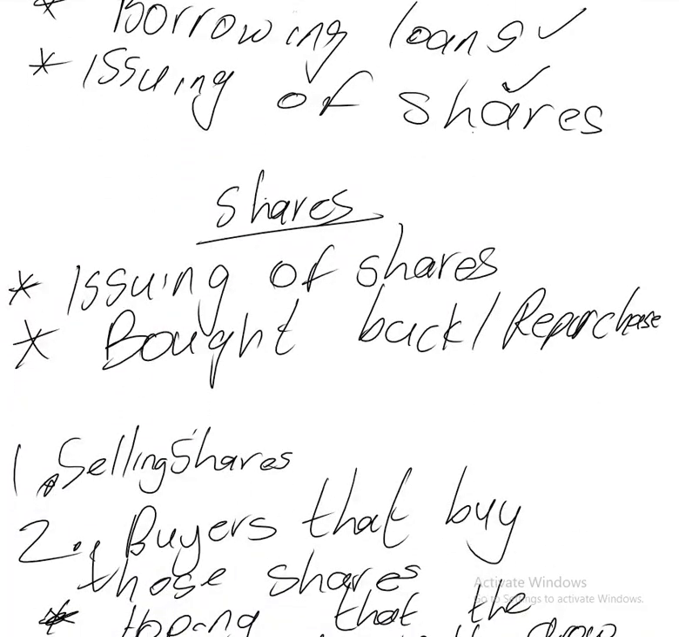Now, shares have two transactions in them. Number one, the company can issue shares. Issuing shares just says the company is selling the shares. The company sells shares when they want to raise capital. Number two, the company can buy back or repurchase the shares. They can sell them, and in future they can also buy them back. So these are the two transactions that take place under shares.